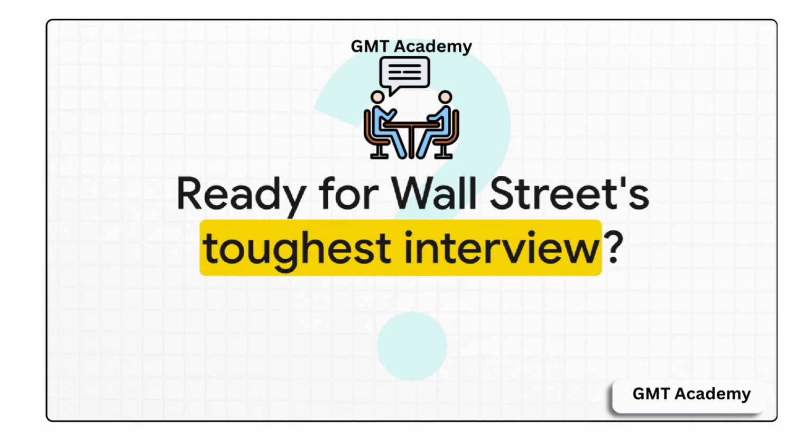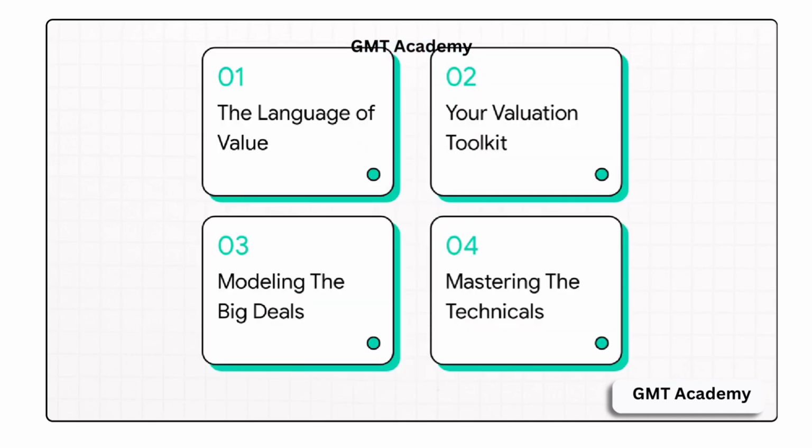And in this explainer, we're going to give you the frameworks you need to confidently tackle pretty much any technical question Wall Street can throw at you. We've broken it all down into 4 key areas. First, we're going to cover the basic language of value. Then we'll build out your valuation toolkit. From there, we'll see how those tools are used to model the biggest deals. And finally, we'll get into mastering those nitty-gritty technicals that really test your attention to detail.